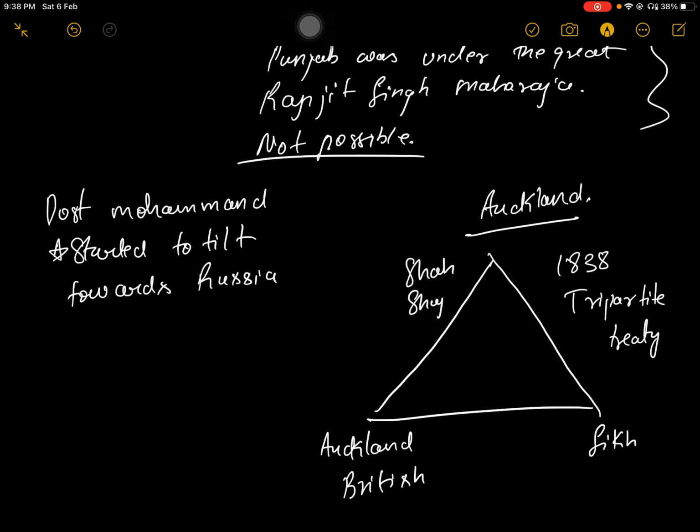Now, who is this Shah Shuja? Shah Shuja was earlier the Shah or Amir of Afghanistan, who was expelled in 1809, and he was living in Ludhiana as a pensioner. Okay, so he was there as a pensioner in Ludhiana. So all of them signed a treaty in 1838. And of course, this treaty has to make everyone happy.